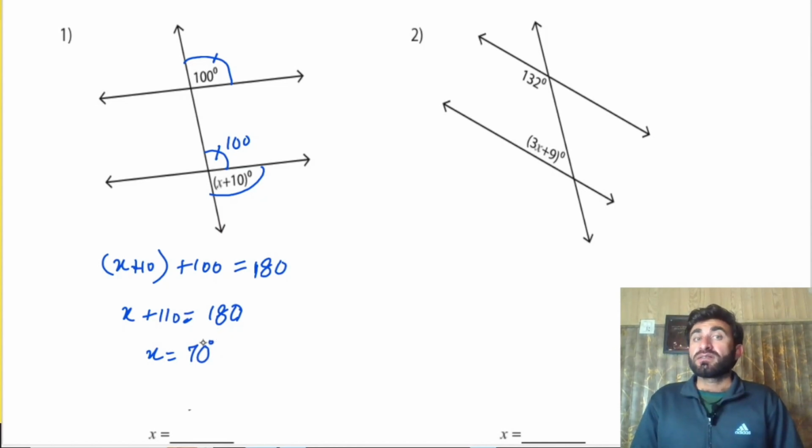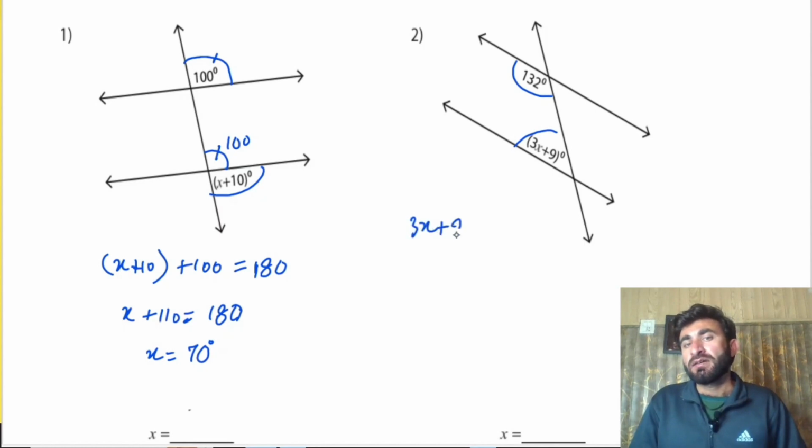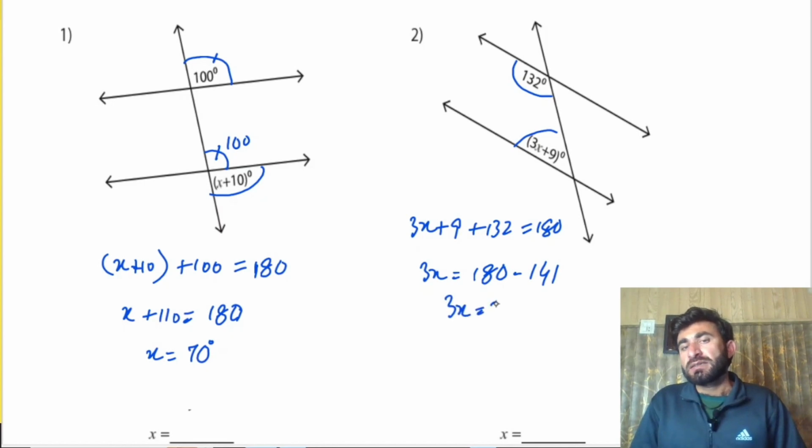Okay. Same is question number 2. We can see that 132 and 3x plus 9 are co-interiors. So we can say that 3x plus 9 plus 132 is equal to 180 degrees. So 3x makes it 180 minus the sum of the other two. I think it's 141, which makes 3x as 39 and x as 13 maybe. Okay, so x is 13.